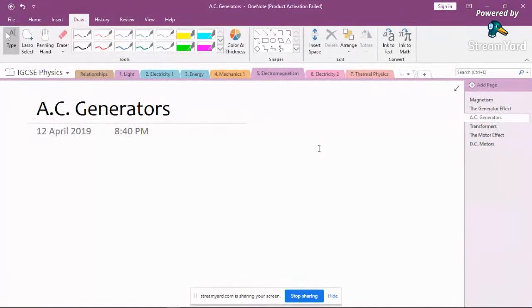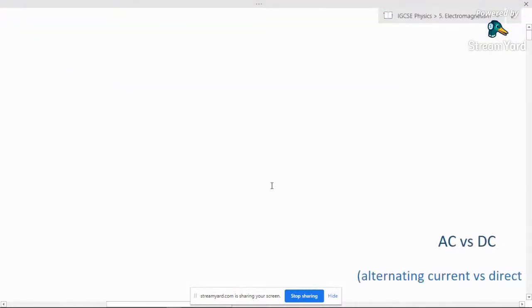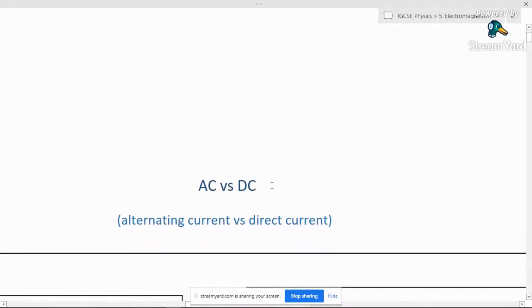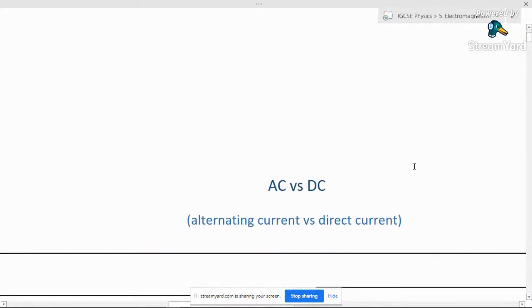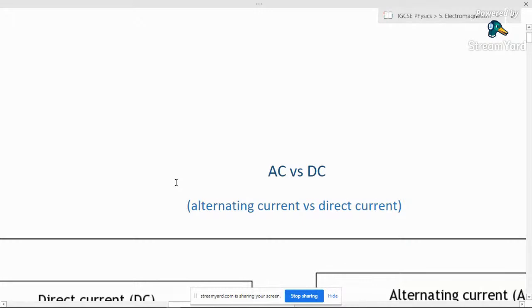We're moving from electromagnetic induction, which is also called the generator effect, and today we're moving on to generators themselves, AC generators. So you might be wondering, what does the AC in AC generators mean? I think you might already know this. We have AC and we have DC, and that just means alternating current versus direct current.